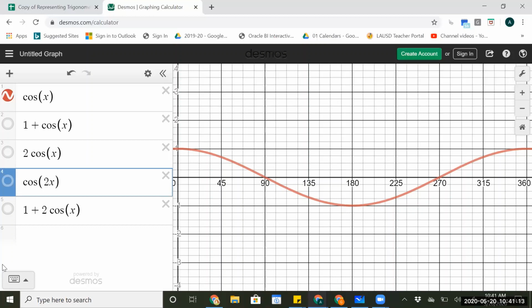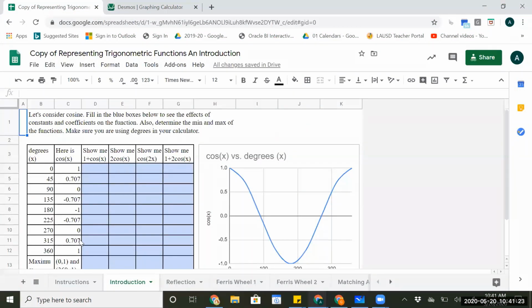I've written here in Desmos the 4 functions besides the parent function that you were supposed to work on in the table for your representing trig functions. Mine is a little longer because it has both parts 1 and 2, but for you, you only have these 3 pages down here at the bottom where you had to fill in the boxes and determine what those values were to see what was happening in this graph of cosine.